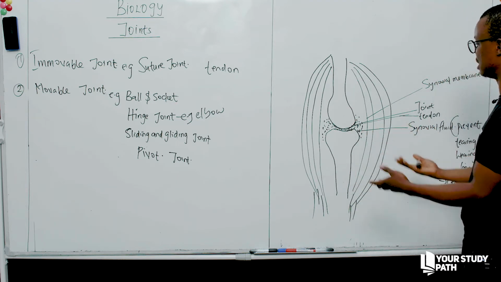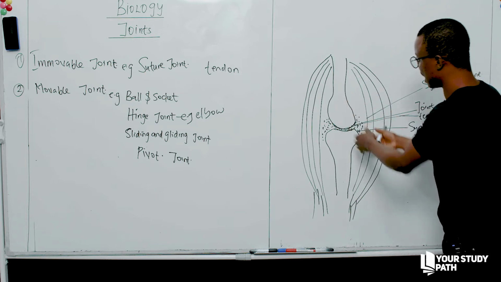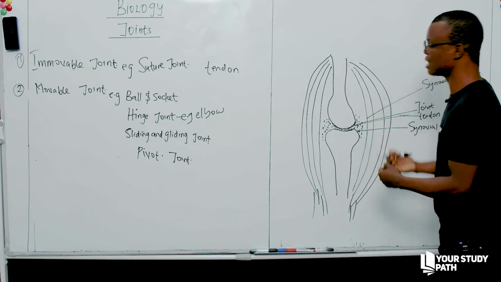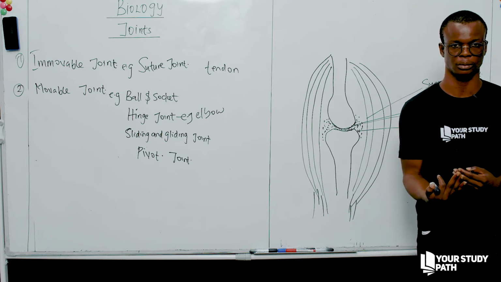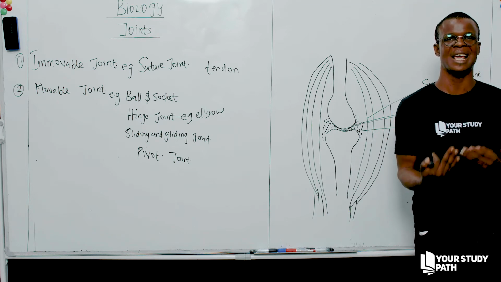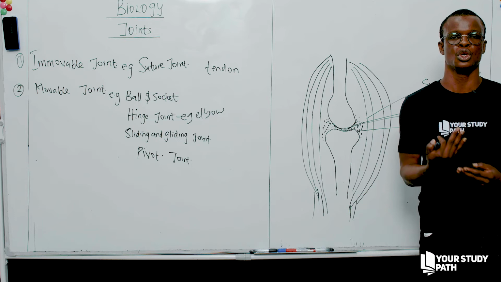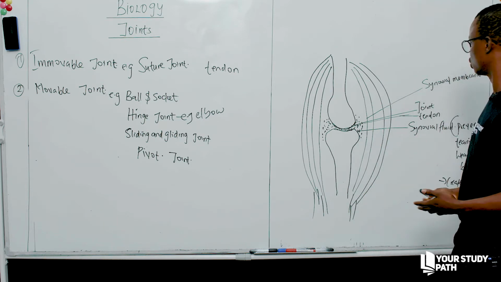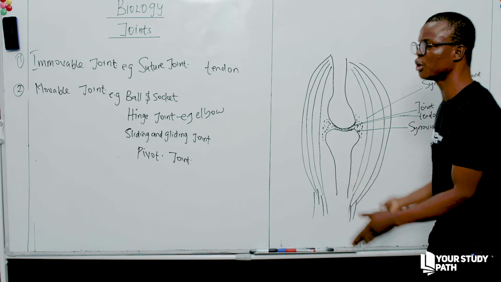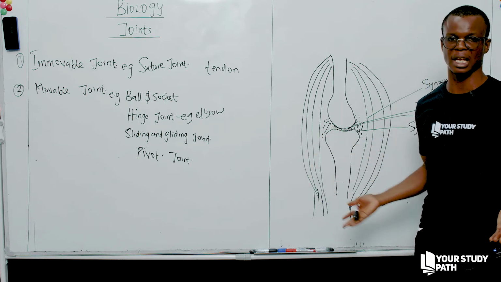Then we have cartilage also. The cartilage present around this region also helps in attachment of muscles to bone. So that's what it does. Cartilage helps in attaching the muscles to bones in the body of a living organism. So this is the summary of what a joint looks like.